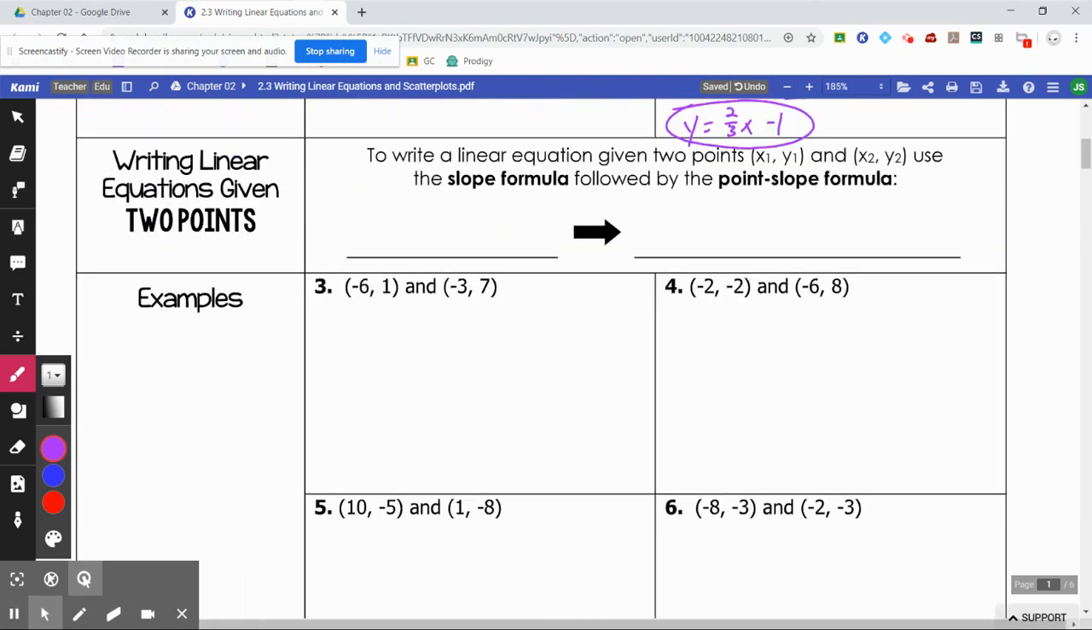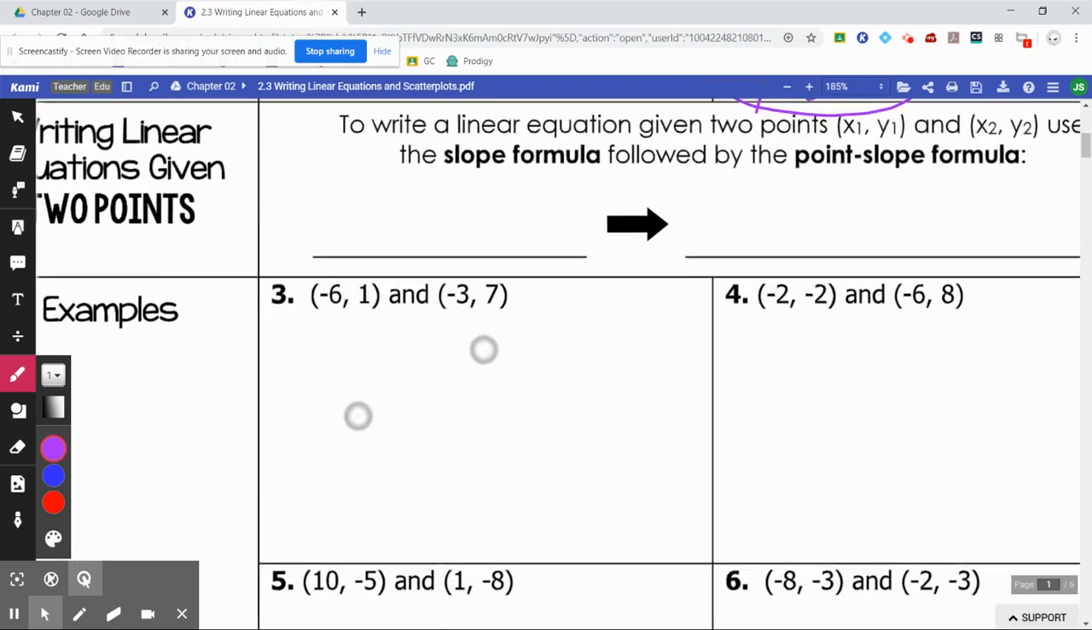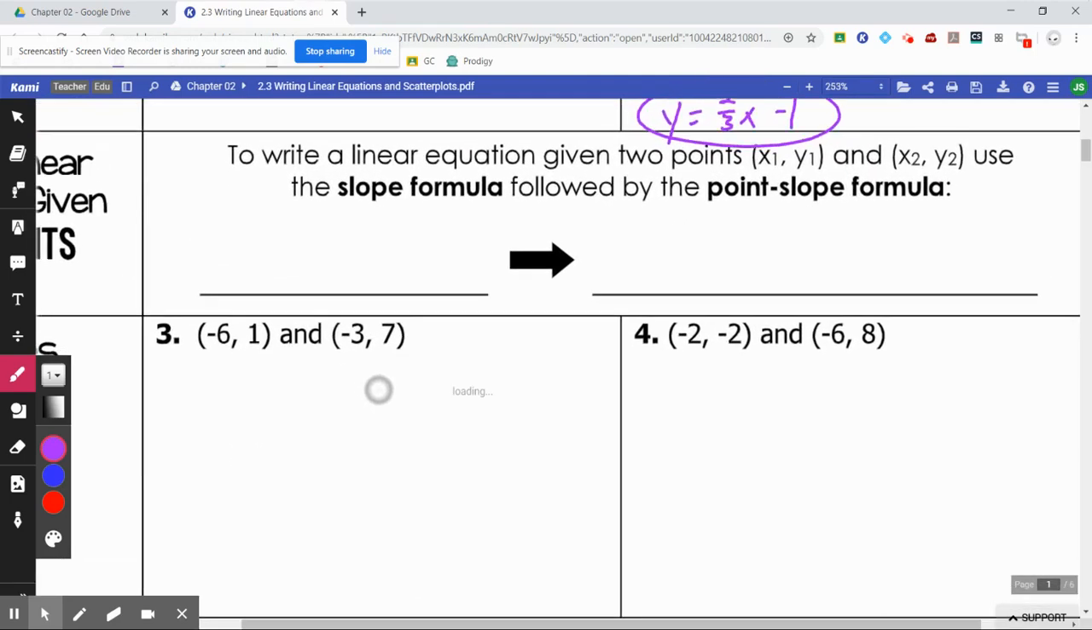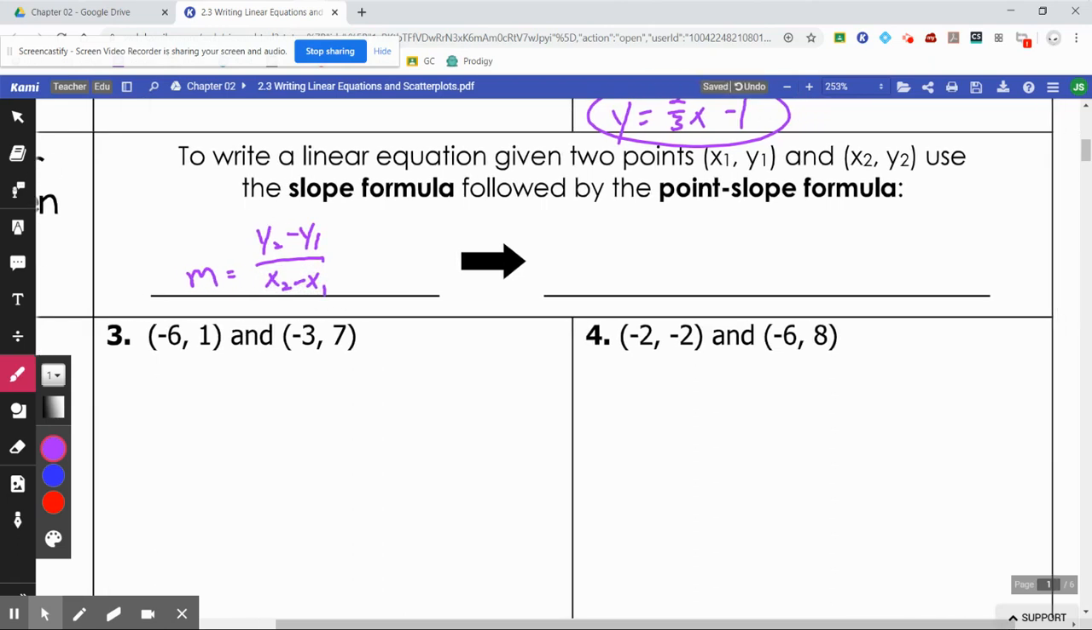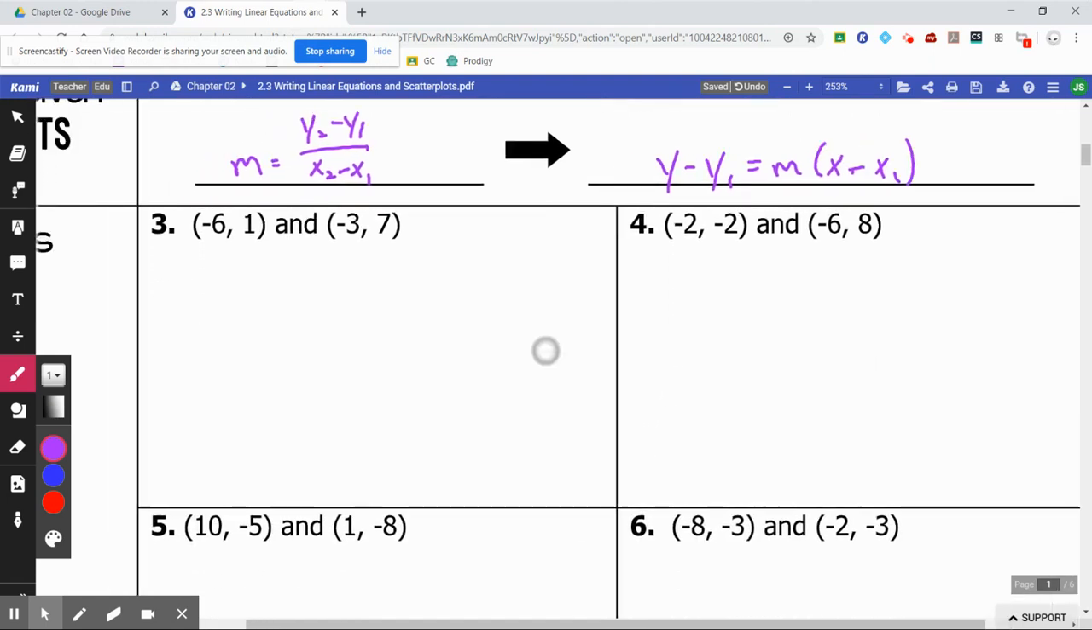Okay, if you're ever given 2 points, it says to write a linear equation given 2 points, x1, y1, and x2, y2, we first use our slope formula, y2 minus y1 over x2 minus x1. And then we're going to follow that up with our point slope formula. Now, let me express this. It does not matter which point you plug into this. Once you find your slope, you can plug in either point. So y minus y1 equals m parentheses x minus x1. So use your slope formula, follow it up with point slope.